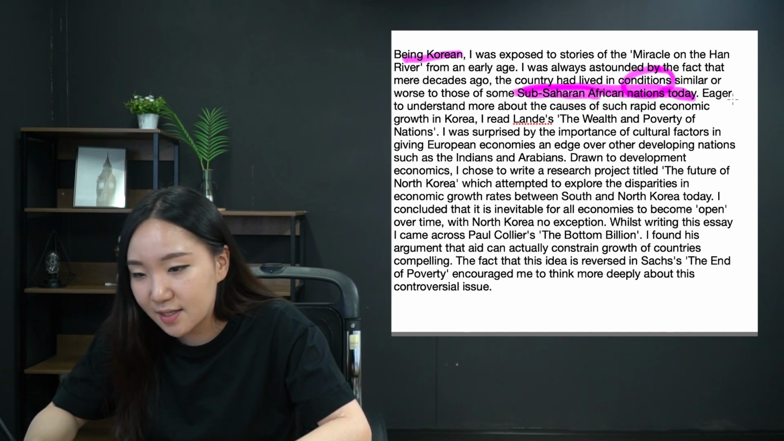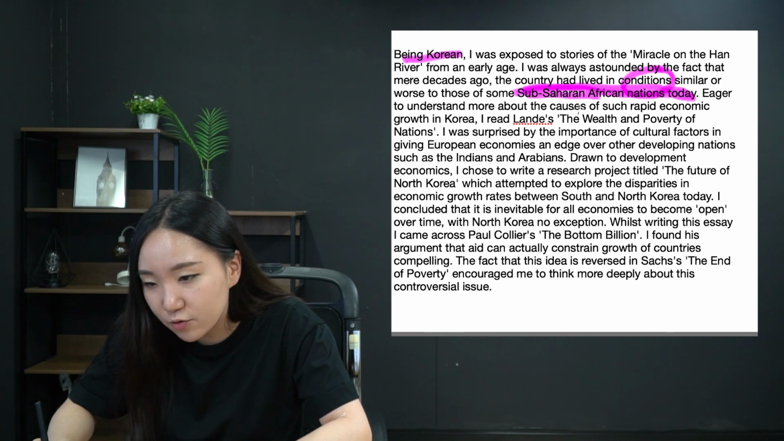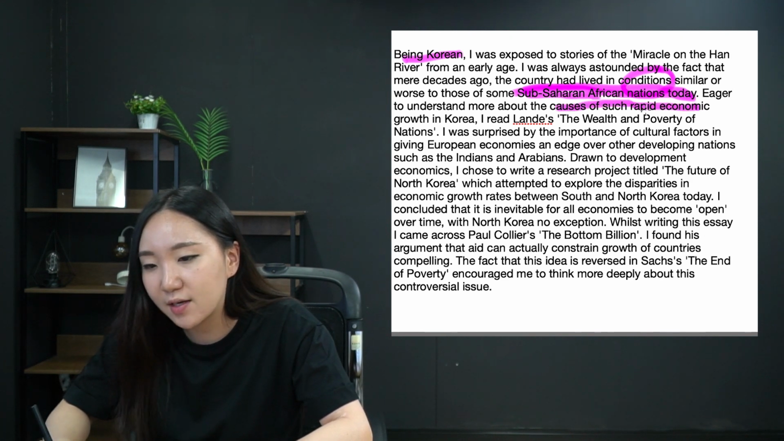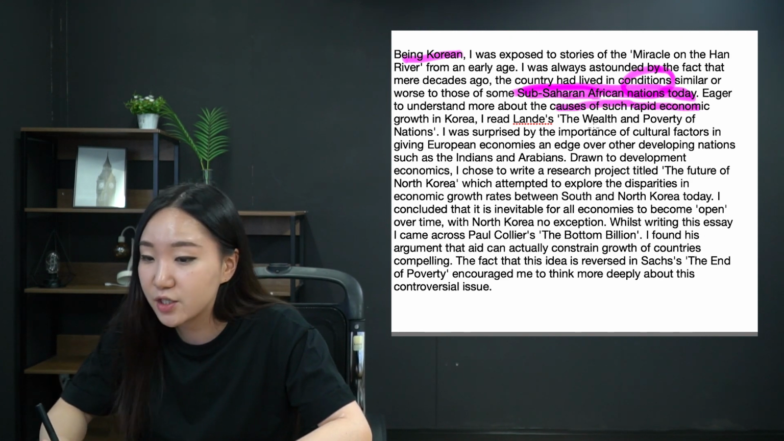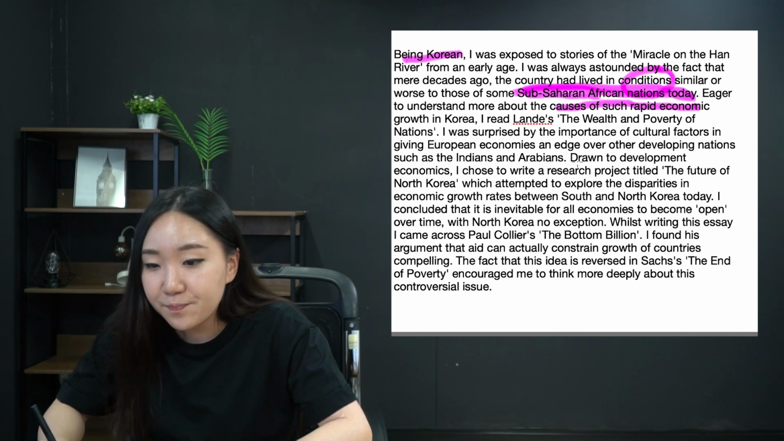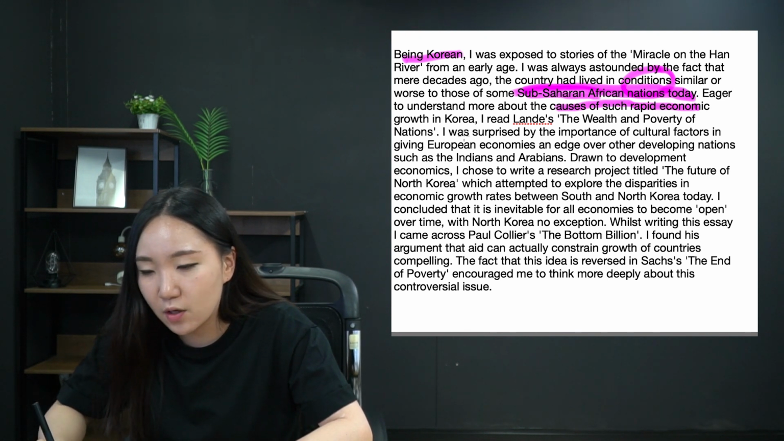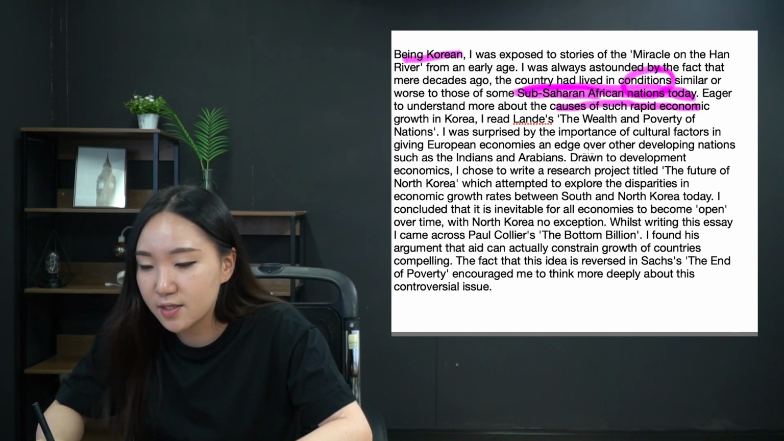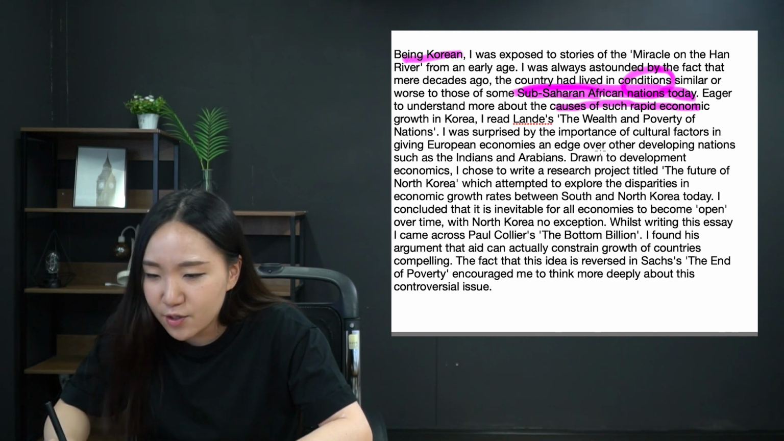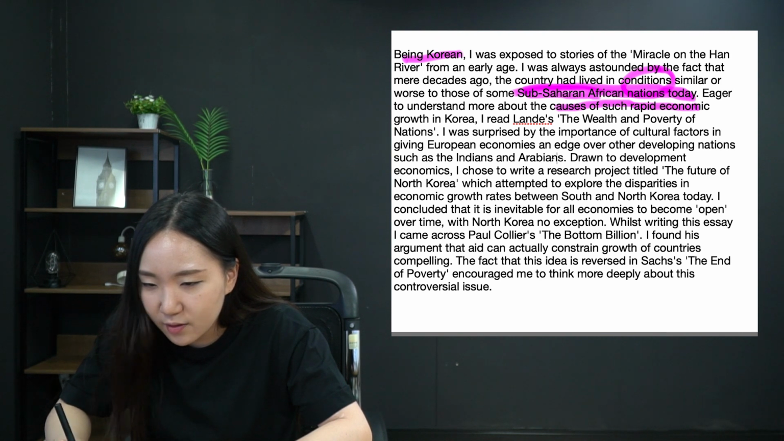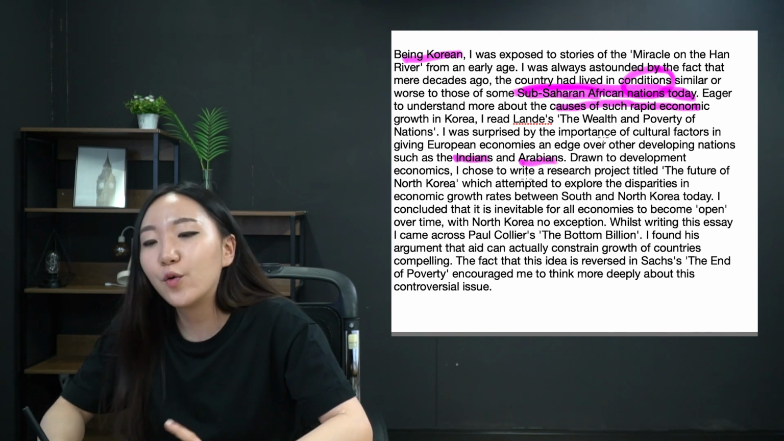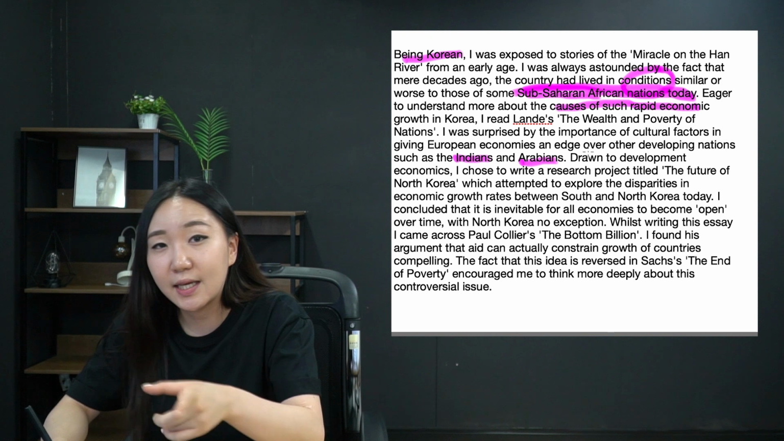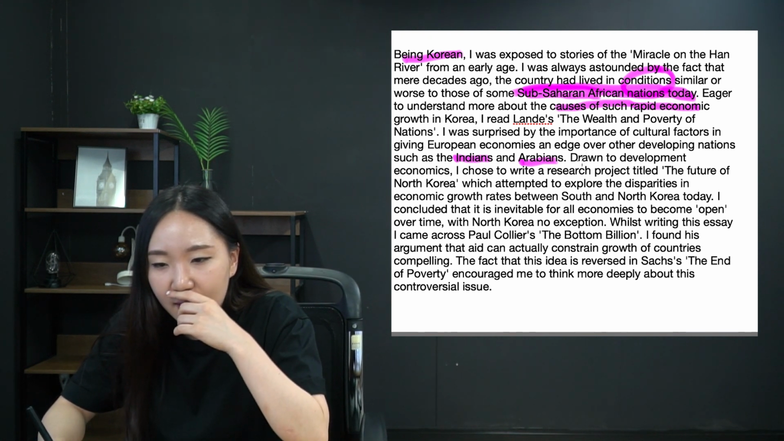But anyway, eager to understand more about the causes of such rapid economic growth in Korea, I read Landes' The Wealth and Poverty of Nations. Fair. I was surprised by the importance of cultural factors in giving European economies an edge over other developing nations such as the Indians and Arabians. I don't know why I've put like Indians and Arabians. Oh, I remember. It's because that's the terminology that he uses in the book, I think, actually.